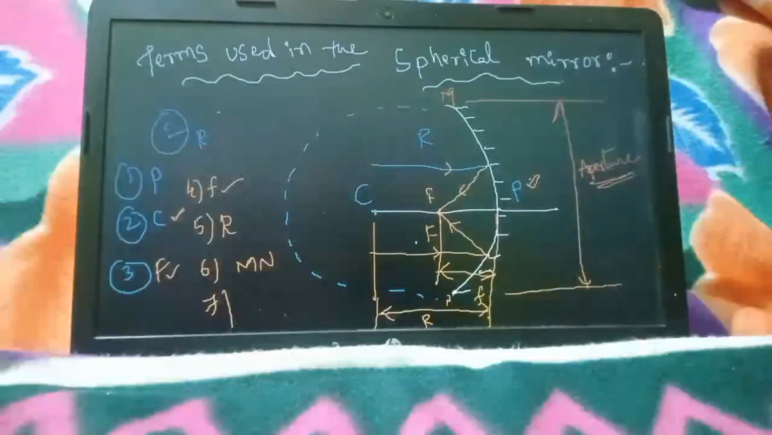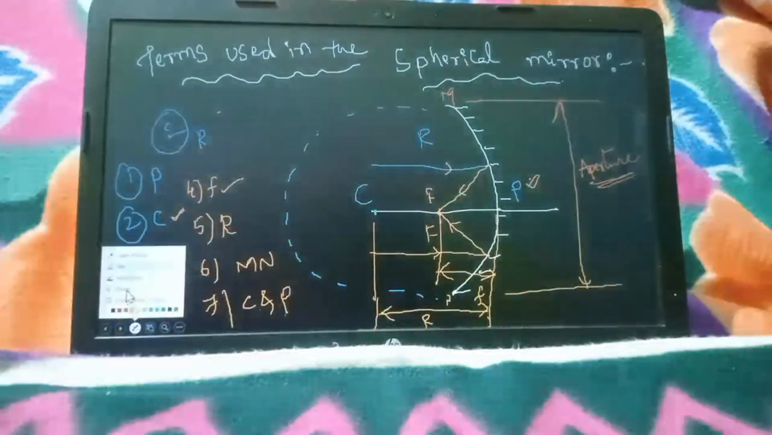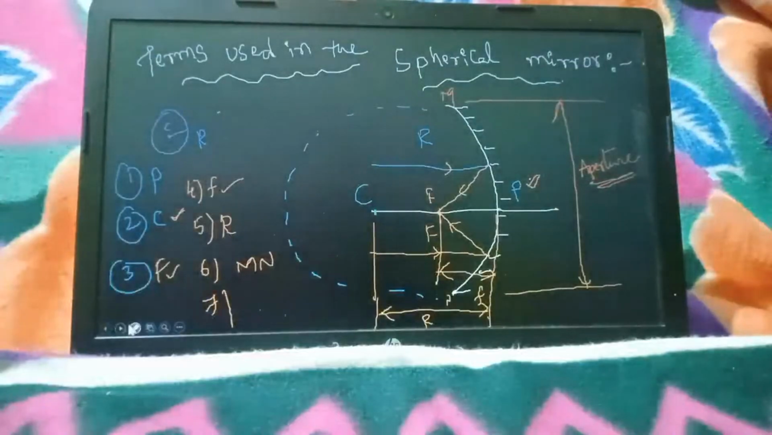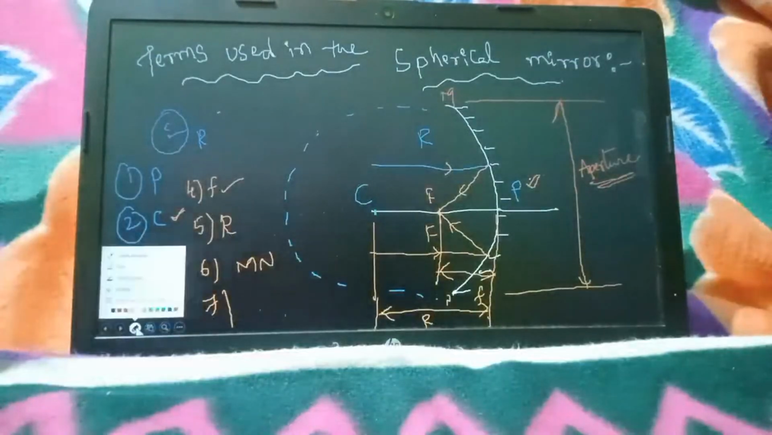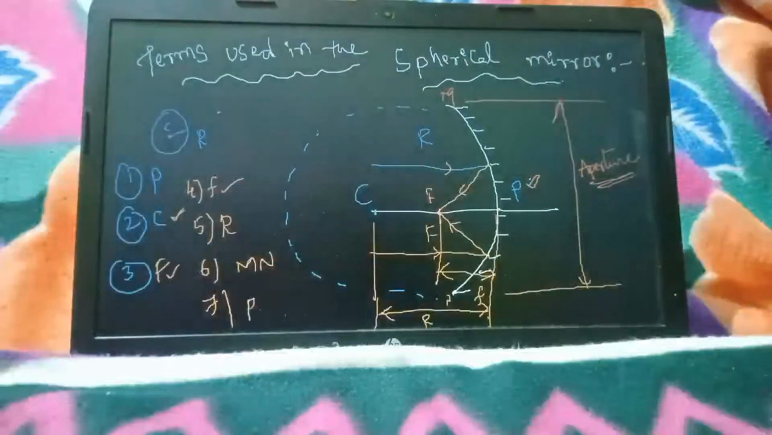And the seventh one is the principal axis. The line joining the center of curvature and pole is called the principal axis. Or we can say a line passing through the center of curvature and pole is called the principal axis.